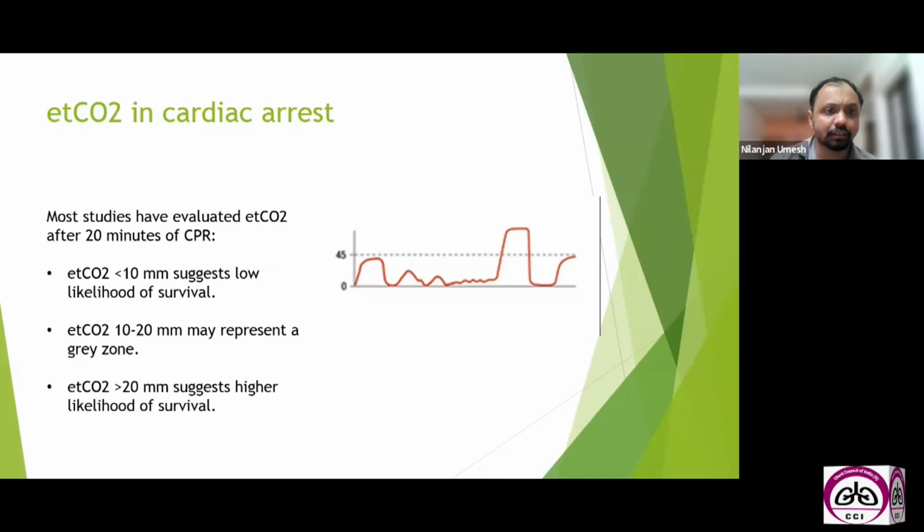Now there are certain studies which have evaluated the EtCO2 after 20 minutes of CPR. If the EtCO2 is less than 10 millimeters, it suggests low likelihood of survival. If it is 10 to 20, it represents a gray zone. And if it is more than 20 millimeters, it suggests higher likelihood of survival. So probably in these patients, we might continue CPR and there is still a chance of reviving the patient.